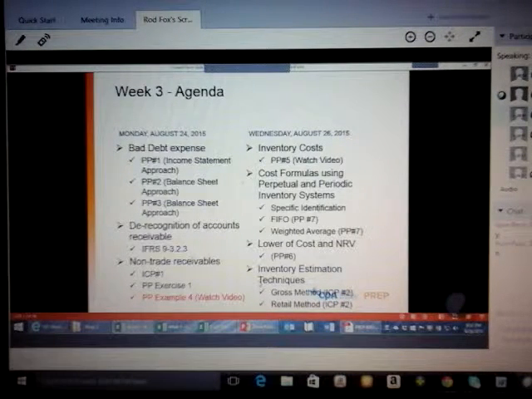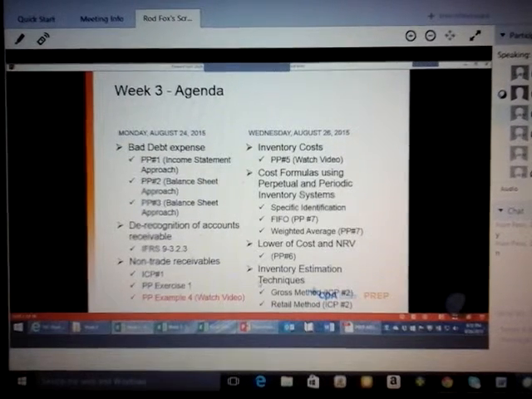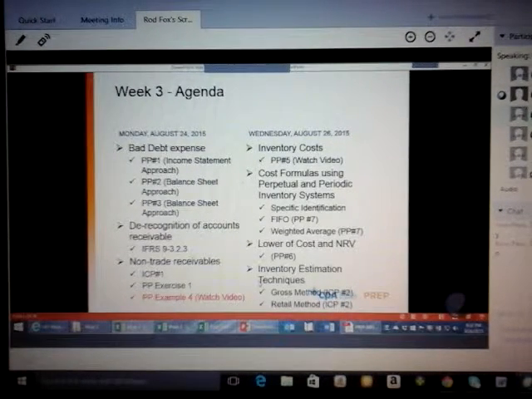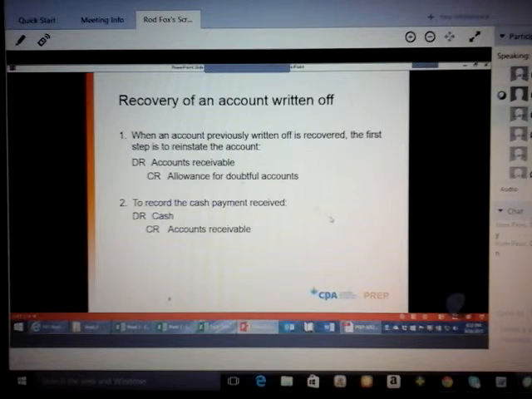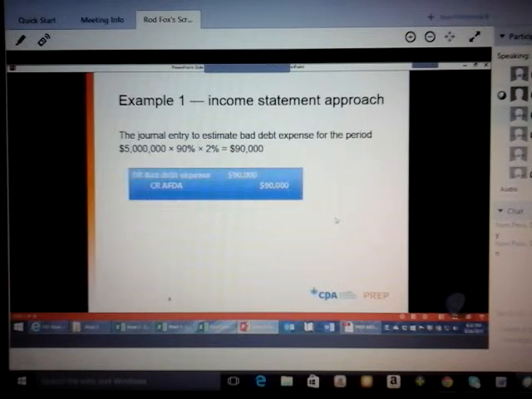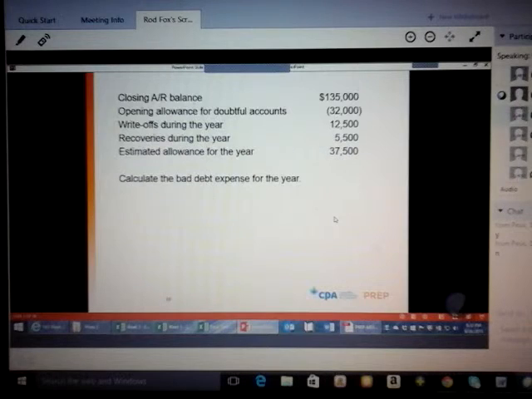And then the estimation techniques, like I said at the end of last class, usually a good way to think about this: if there was an earthquake or fire, you can't count your inventory. How do we actually estimate it? And so we'll show you two ways that we can do that. Okay, so let's just go to the inventory slide here.